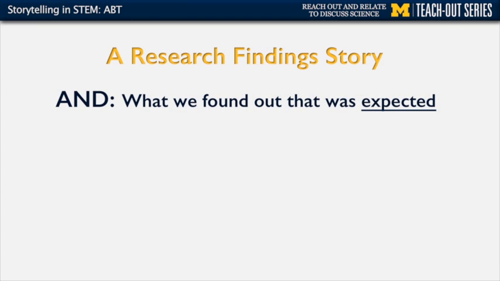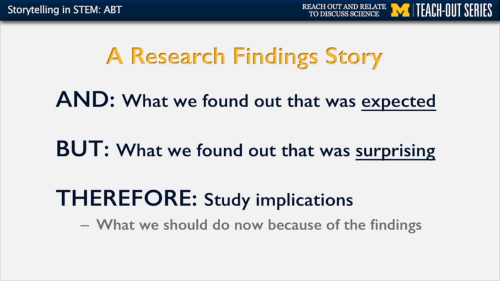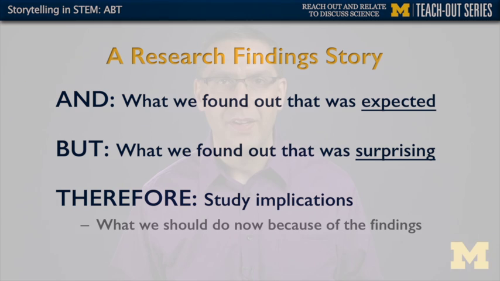A research findings story is kind of similar, right? Just start with a series of statements about what you found out that was pretty much what you expected. We found this out, and we found this out, but that's the part that's surprising, what we found out that was surprising or transformative. And usually it's that surprising part that then leads to the end, the "therefore," the study implications, what we should do now because of the findings.